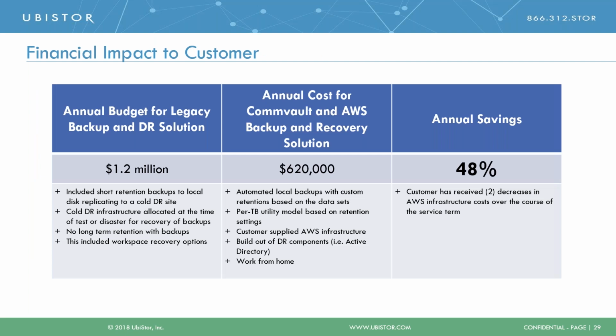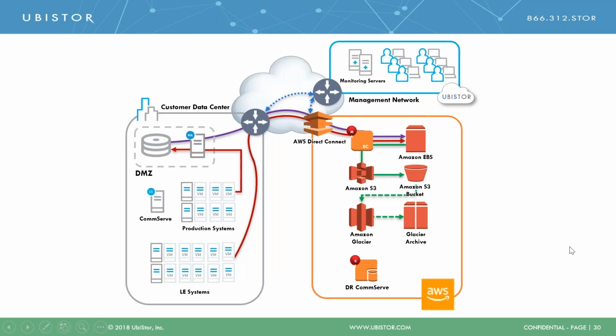The results of the project resulted in a 48% annual cost savings while increasing security. Backup and recovery performance increased. We see a 99% success rate on backups. They have even received a couple of price decreases from AWS for compute and storage resources, adding to the cost savings. So basically, this is a high-level drawing of the infrastructure.